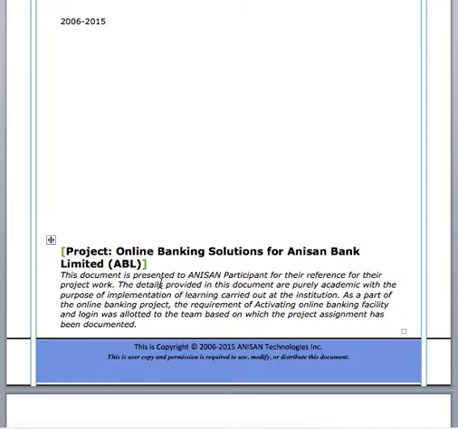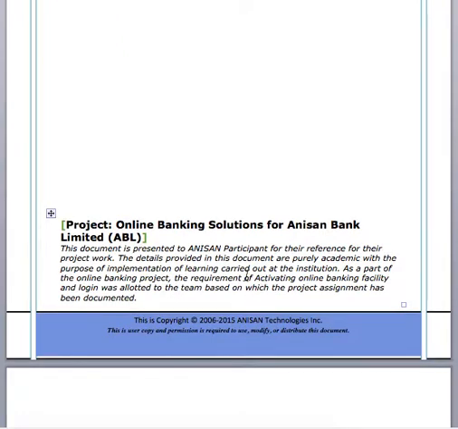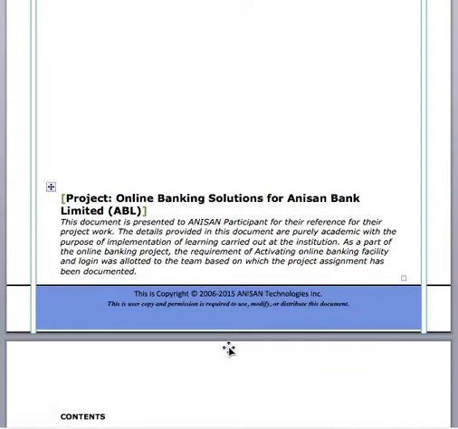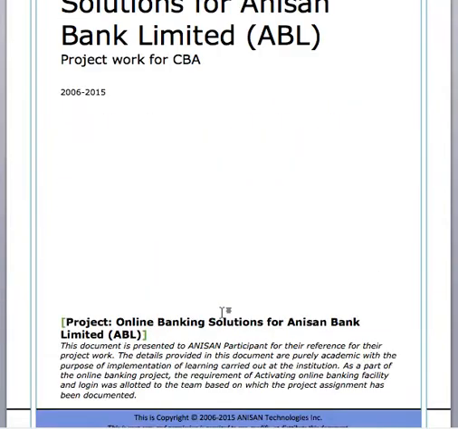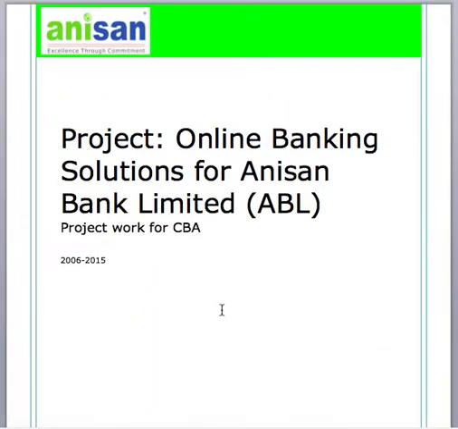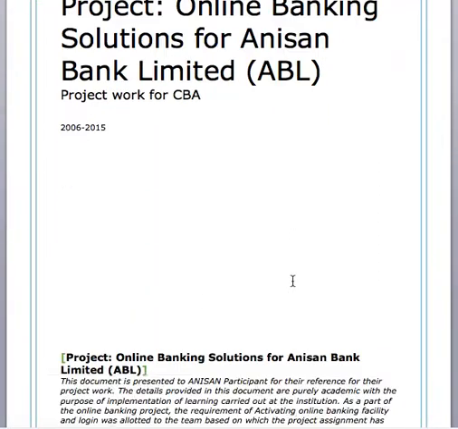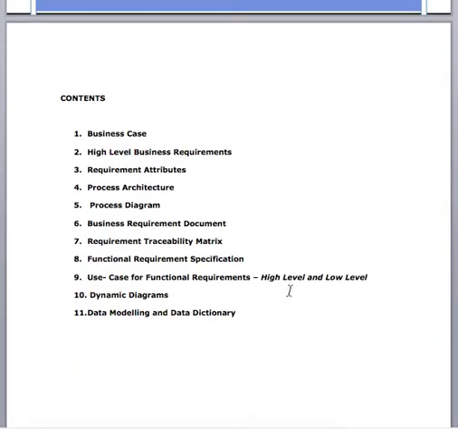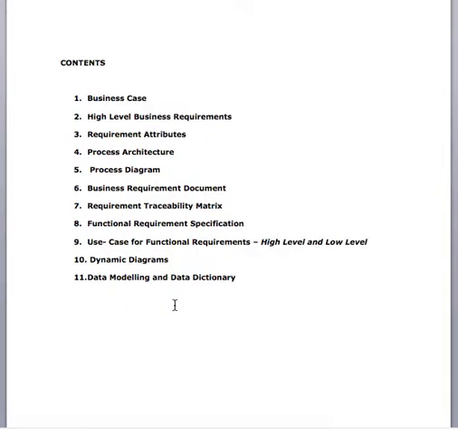that this document is presented to ANISAN participants for their reference for their project work, and whatever he wanted to write, he has written, along with the copyright. In look and feel, he has copied the logo and put that together. Here is the table of contents. He just listed them instead of creating an automatic table of contents.